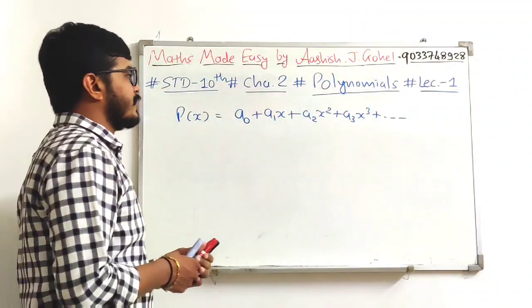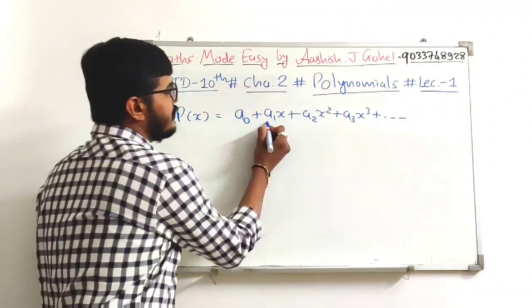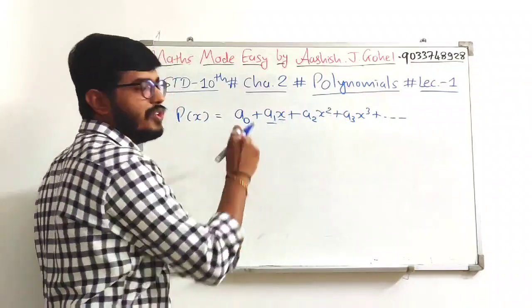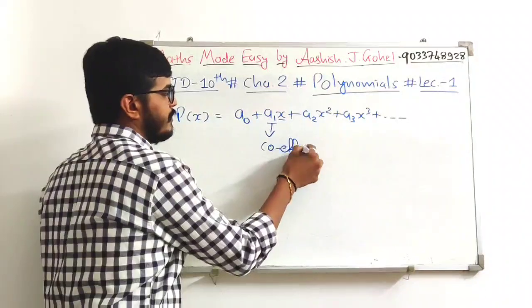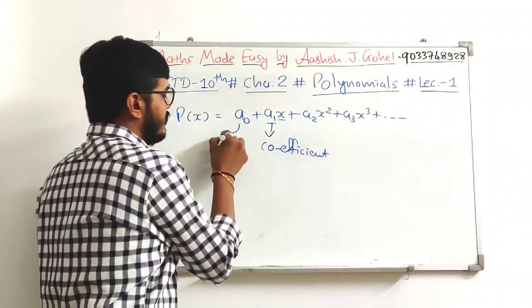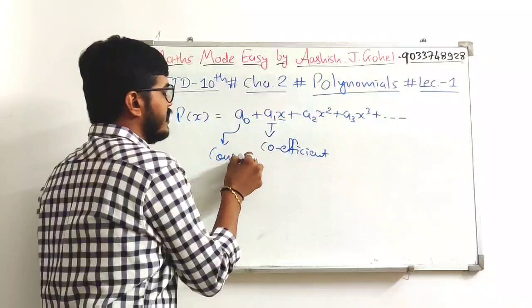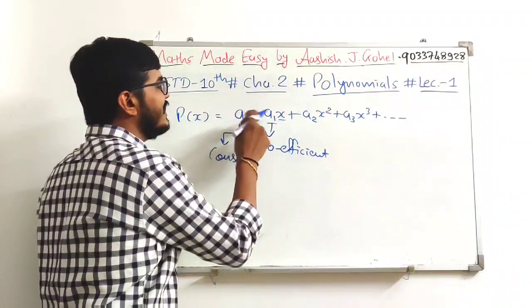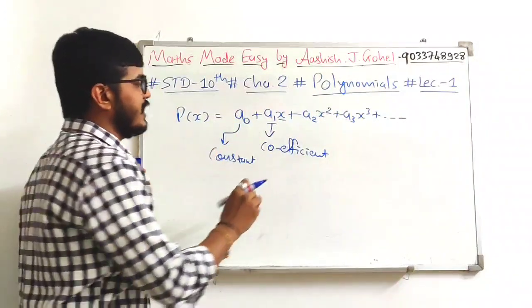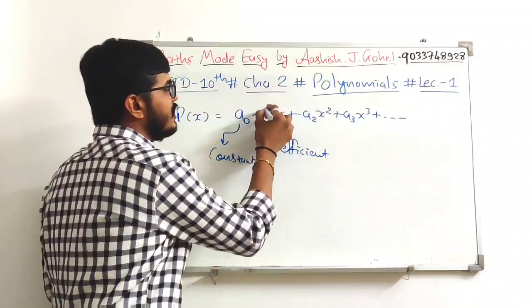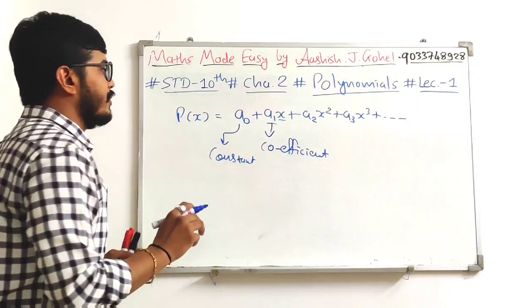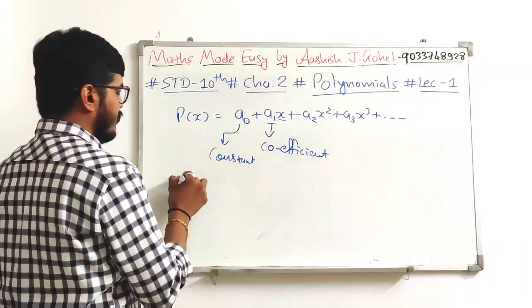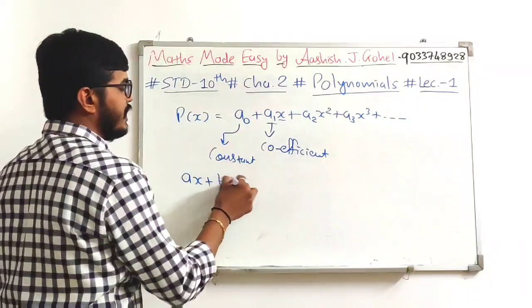Now, whatever constant number is with the x term, with the variable term, is named the coefficient, and this term will be the constant term. The term which does not contain any variable is the constant, and the constant number which is with the variable is the coefficient.